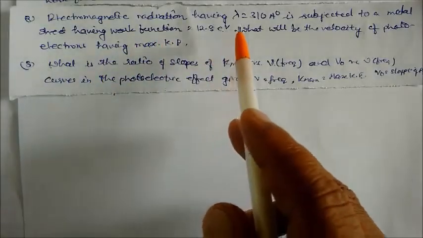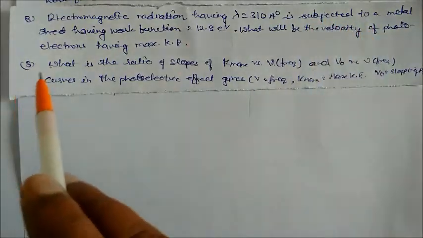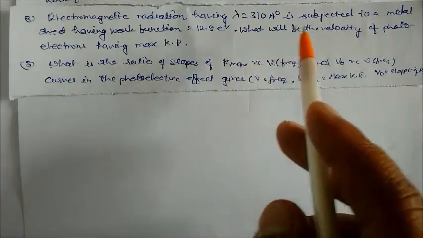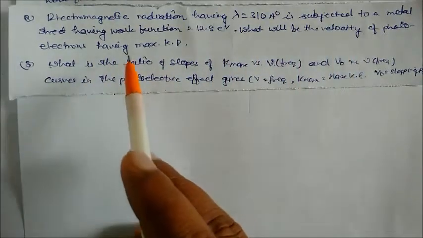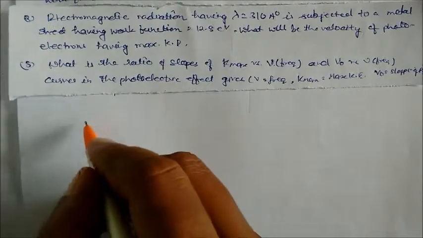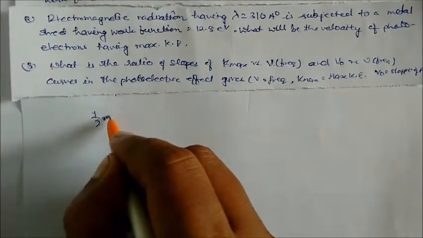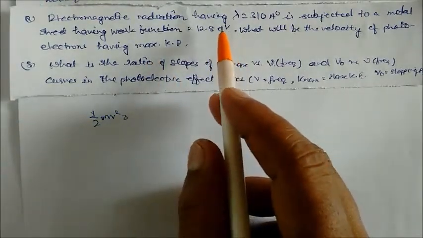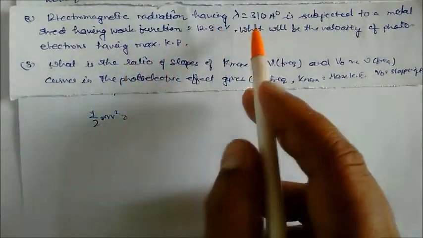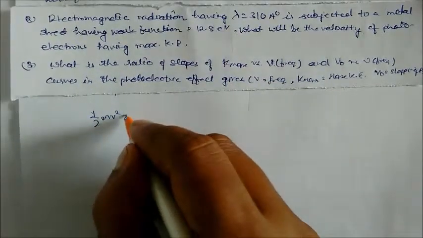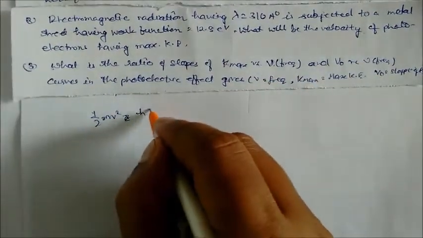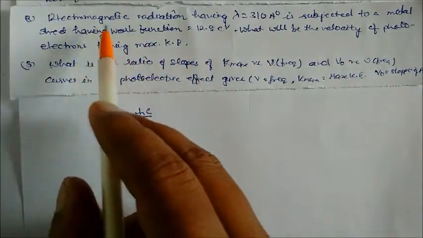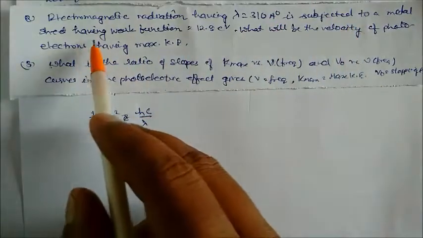Electromagnetic radiation having wavelength 310 angstrom is incident on a metal sheet having work function 12.8 electron volt. What will be the velocity of the photoelectrons having maximum kinetic energy? So here we will use the equation: 1/2 mv square equals the energy of the incident light, hc upon lambda, minus the work function.